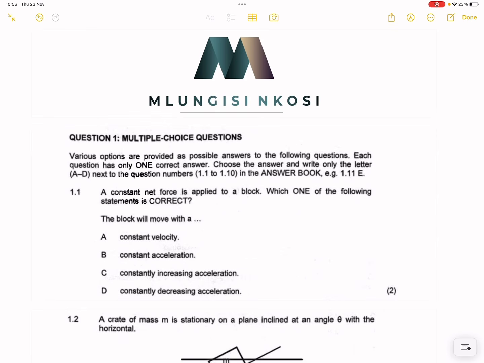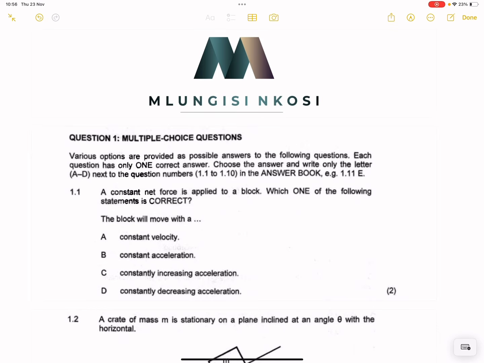So let's start with the multiple choice questions, and I hope for those of you who've just recently written this exam that you will find these answers quite interesting and that you did the right thing, of course. All right, let's get right into it.